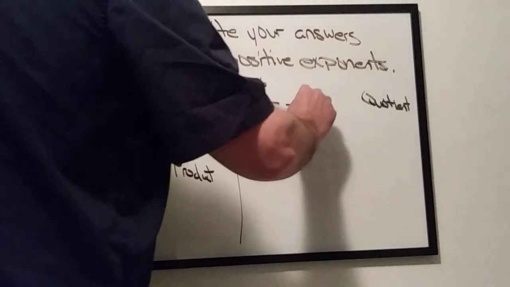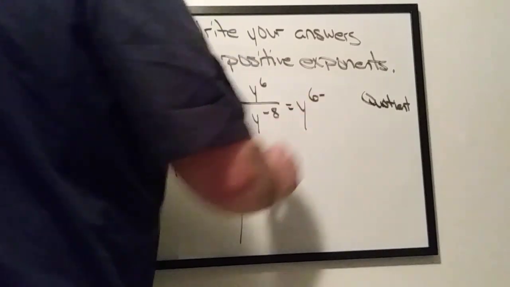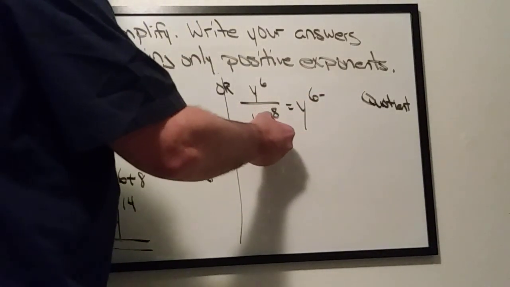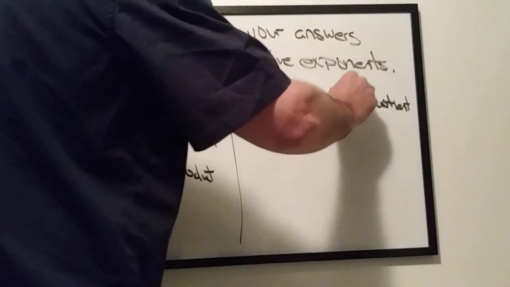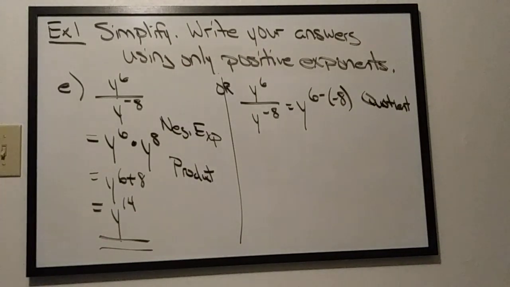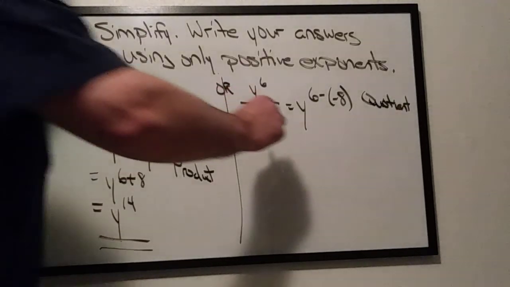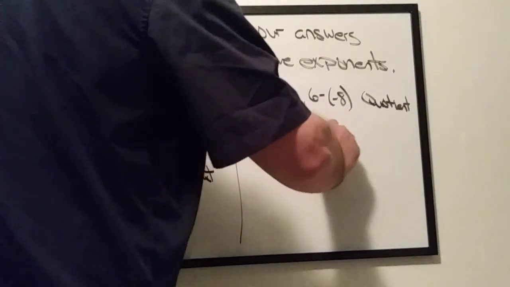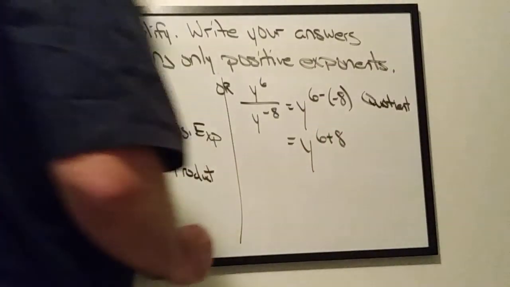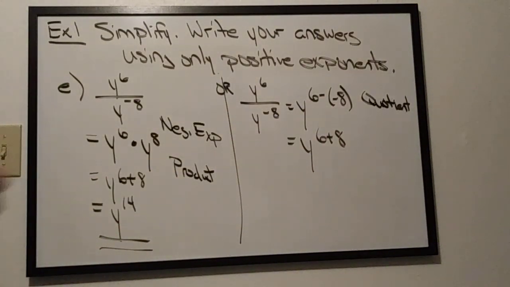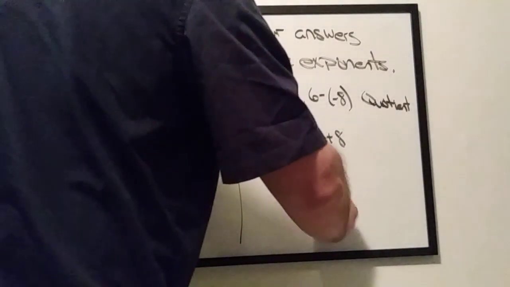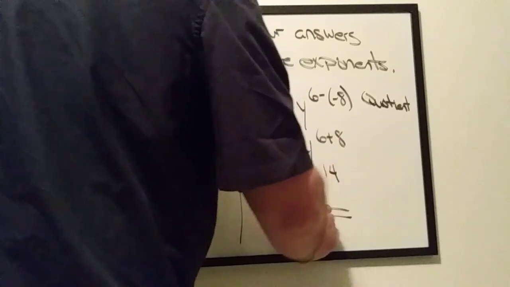So this would be then y to the 6 minus, but this already is negative, so you have to be extra careful when you use this technique to realize that you're going to be subtracting a negative. Well, subtracting a negative is the same as adding. So this is y to the 6 plus 8 power. 6 plus 8 is 14. So we end up getting y to the 14th.